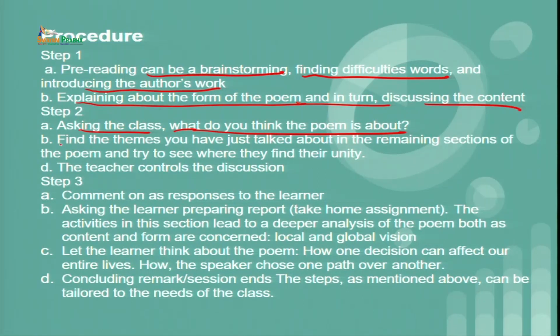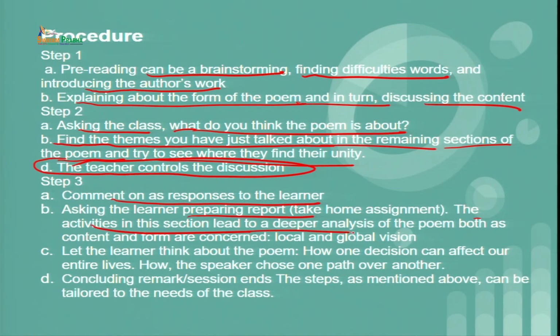Now the second point mentioned in step 2 says to find the themes you have just talked about in the remaining sections of the poem and try to see where they find their unity. And the main component here is that the teacher is the person who controls the entire discussion. Step 3 involves comments as responses to the learners. Second, you can ask the learners to prepare and report the activities in this section that can lead to deeper analysis of the poem, and let the learner think about the poem.